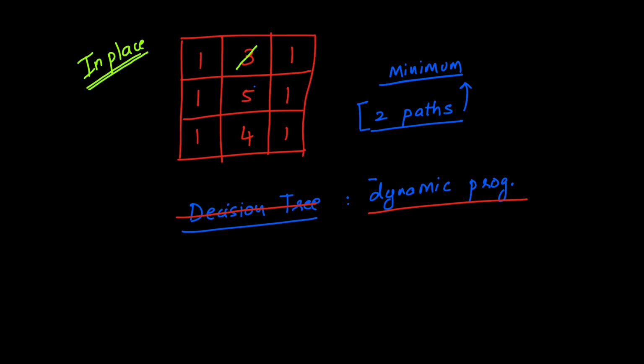If you look at cell 3, there is only one way to get to it. It's from the left, as there are no cells above it. So the path sum will be 1 plus 3, that is 4.